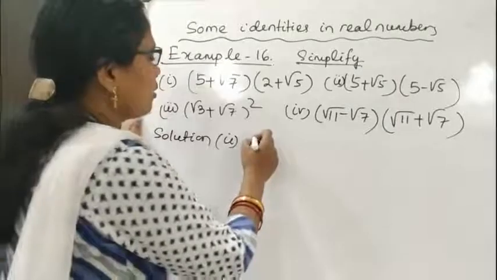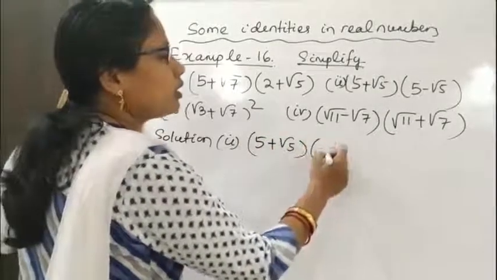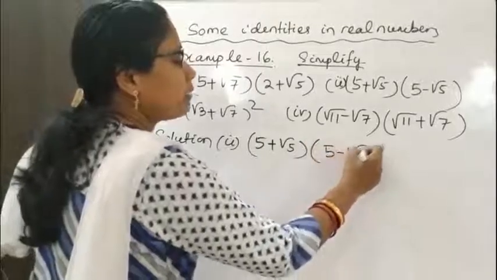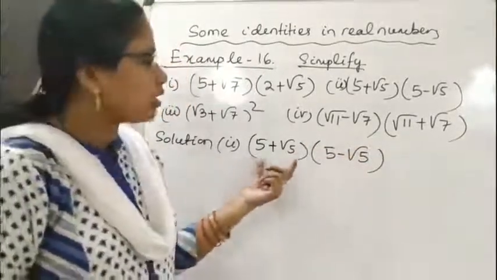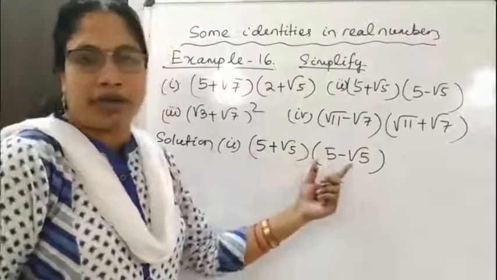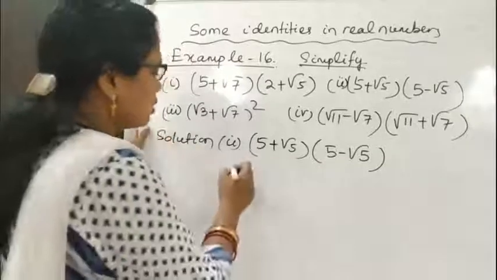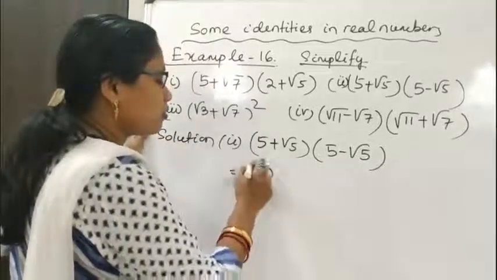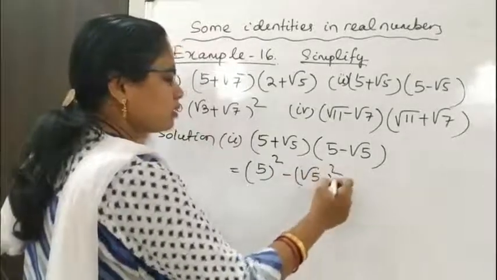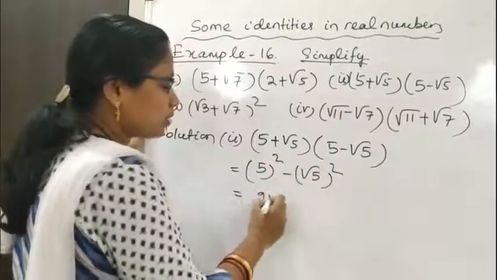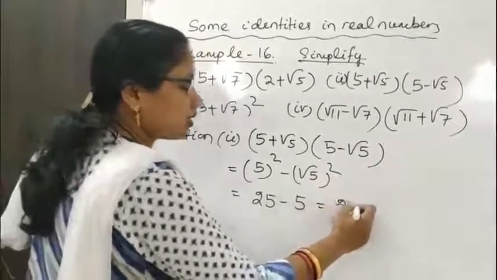Second one, 5 plus root 5 is multiplied with 5 minus root 5. So we can use here A plus B whole into A minus B, that is equal to A square minus B square. So this is equal to 5 square minus root 5 square. So this is equal to 25 minus 5. So answer is 20.